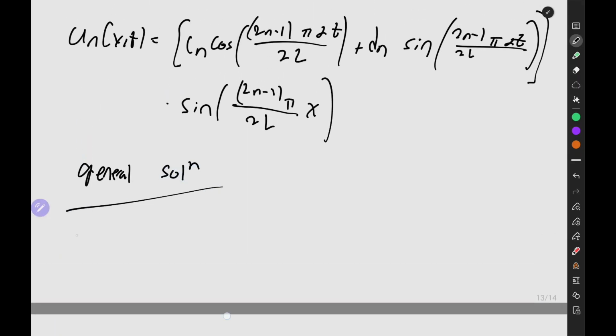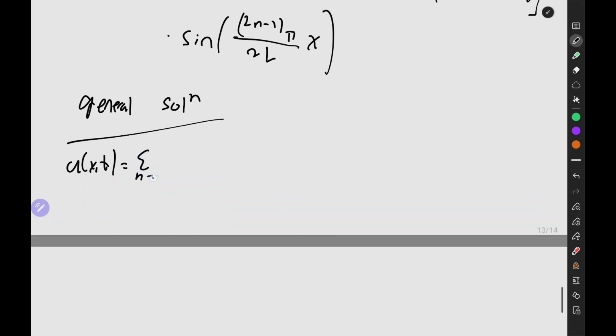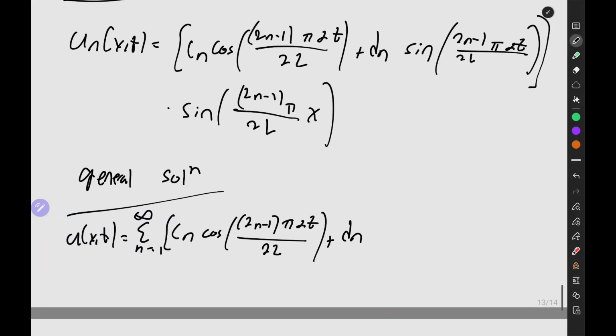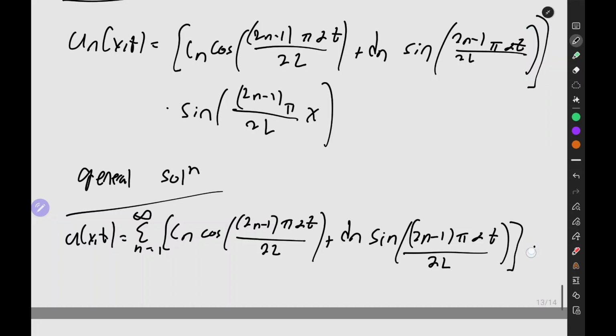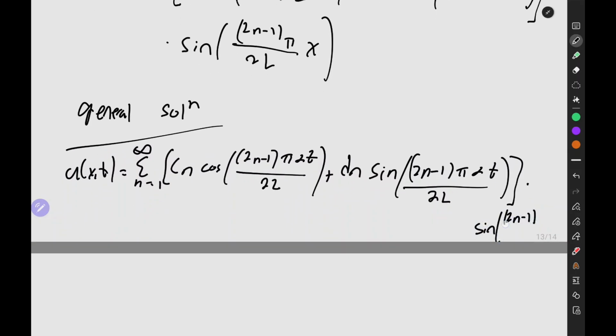So then the general solution u(x,t) is the sum n equals 1 to infinity of c sub n cosine of 2n minus 1 pi alpha t over 2l plus d sub n sine of 2n minus 1 pi alpha t over 2l, all multiplied by sine of 2n minus 1 pi x over 2l. Fantastic.